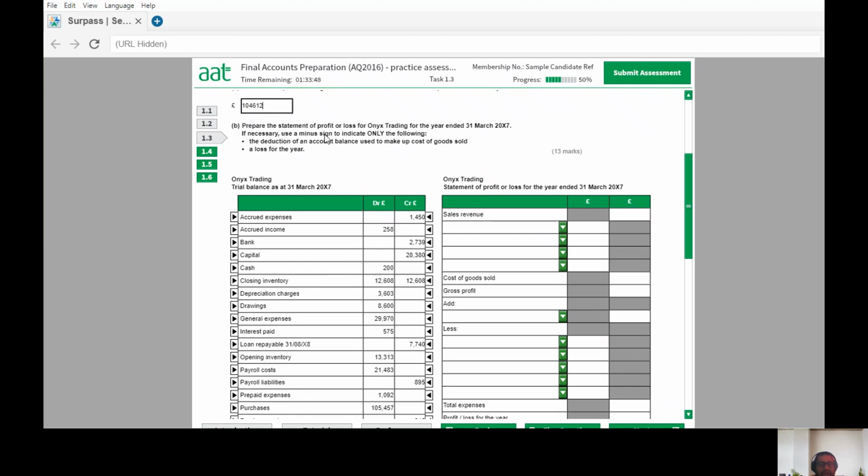Now they ask you to prepare the profit and loss statement for Onyx Trading. If necessary, use minus signs only to indicate the deduction of account balances used to make up the cost of goods sold. Which one is it? Your purchases, and you have to take away the closing inventory. Bear with me for a second, please.